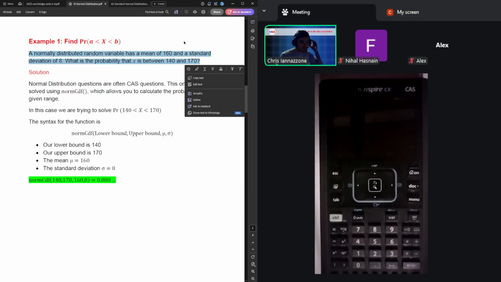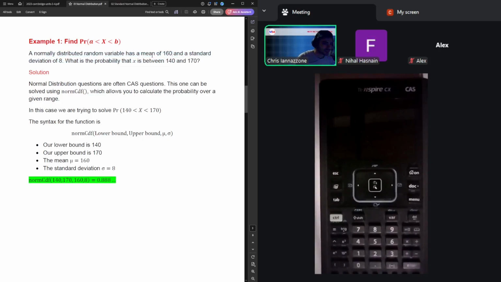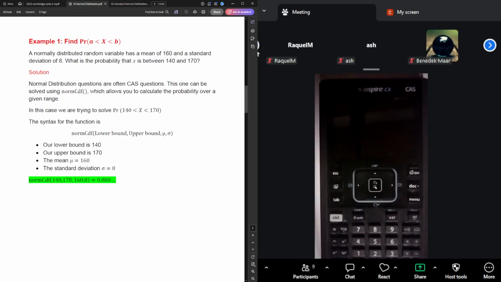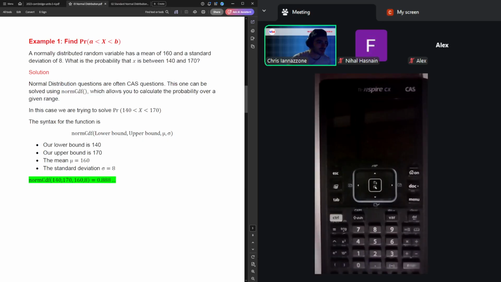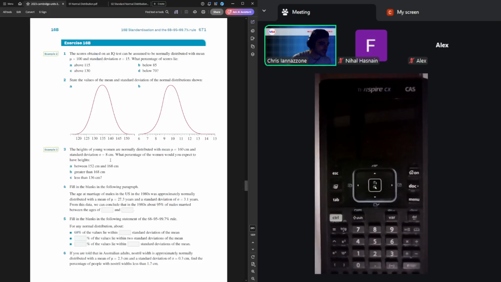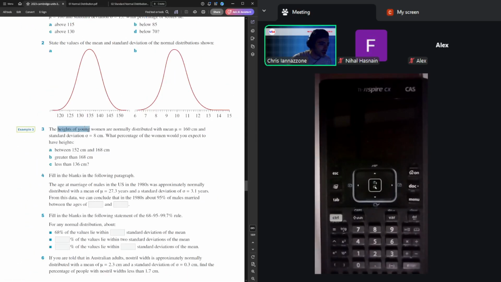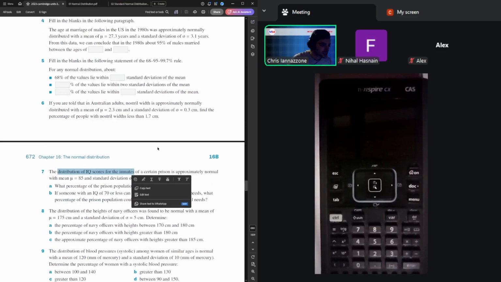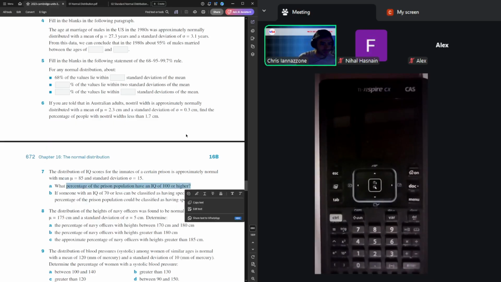A normally distributed random variable has a mean of 160 and a standard deviation of 8. What is the probability that x is between 140 and 170? Now, they might not specifically say like x between 140 and 170. They might use the actual key scenario itself, like maybe it's the heights of young women, or, what's another one, IQ scores. And it'll say like, what's the probability of IQ being 100 or higher, and so on and so forth.